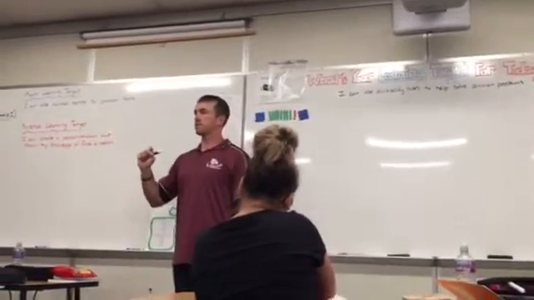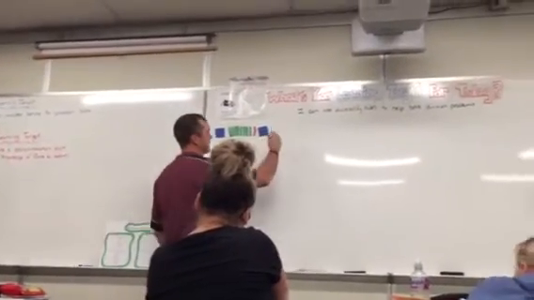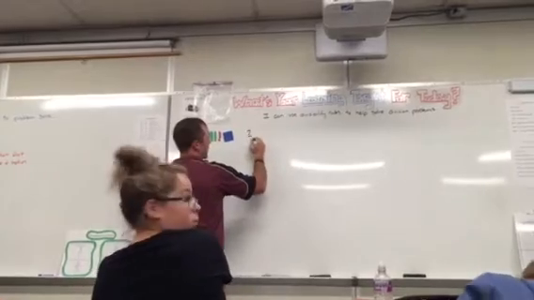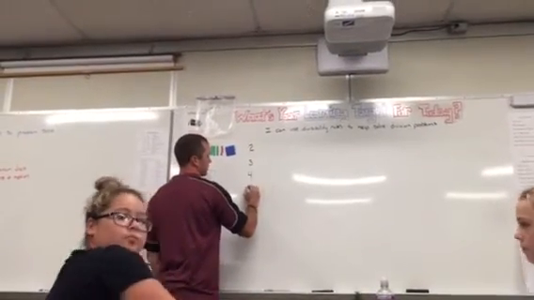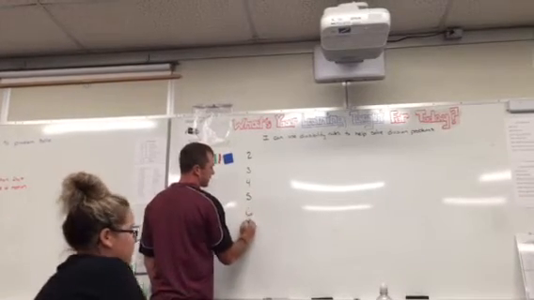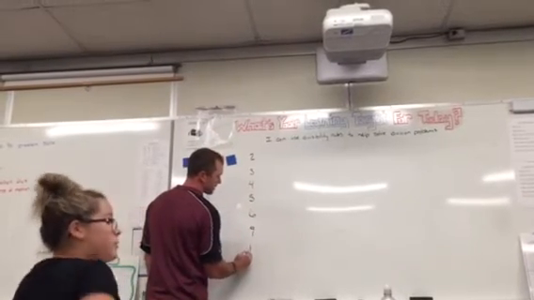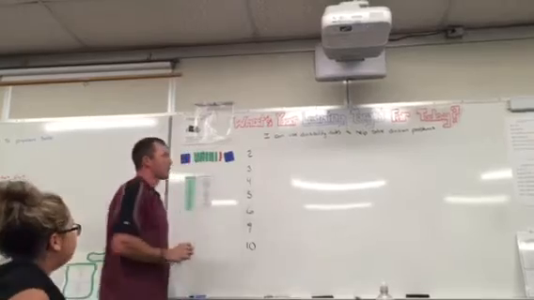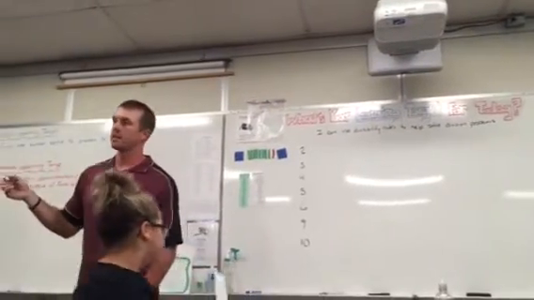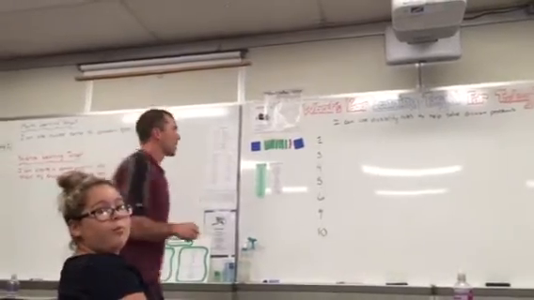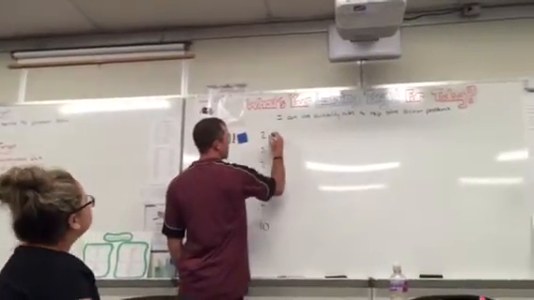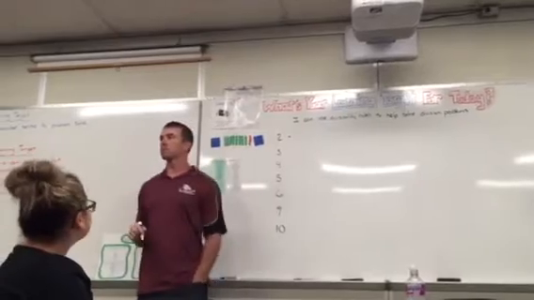Divisibility rules. We're going to focus on these rules right here. The rules for 2s, 3s, 4s, 5s, 6s, 9s, and 10s. Now, your first test talks about 7s and 8s. Don't worry about 7s and 8s. So don't do the 7s and 8s. Okay? All right. How do we know if a number is divisible by 2?